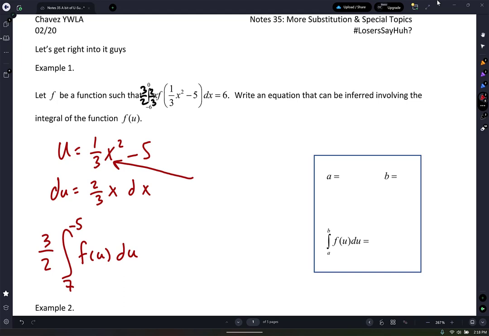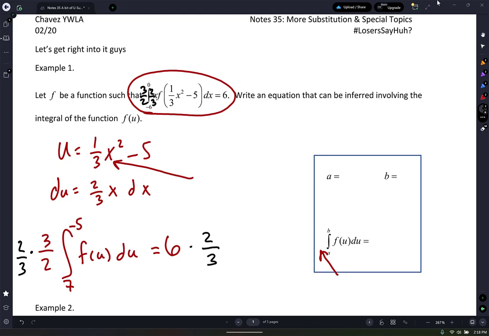So right now, at the moment, this is equivalent to the one up here. So at the moment, the way it sits, it equals 6. Yay or nay? Yay. All right. So now let's see. Notice that they don't have anything in the front. So that means I need to get rid of that 3 halves.